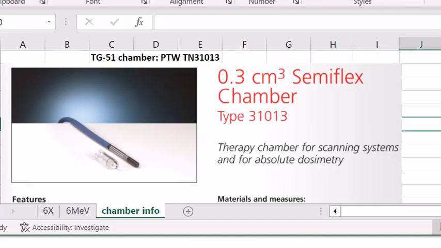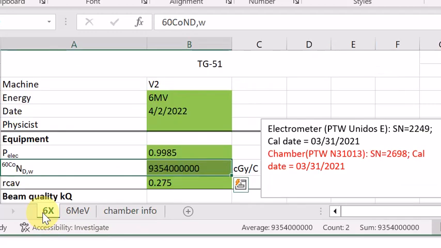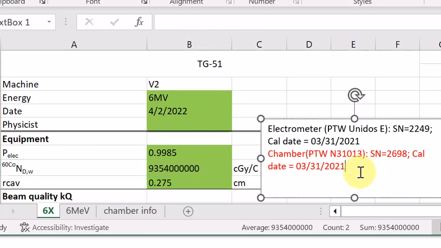For example, in our clinic, we use the PTW semi-flex chamber, which has a 0.3 cc volume. It has a calibration factor of 9.356 multiplied by 10 to the 9th centigray per coulomb. And as you can see, we calibrated the chamber almost 2 years ago. And this value, because it comes from the chamber, is the same for both photon and electron beams.